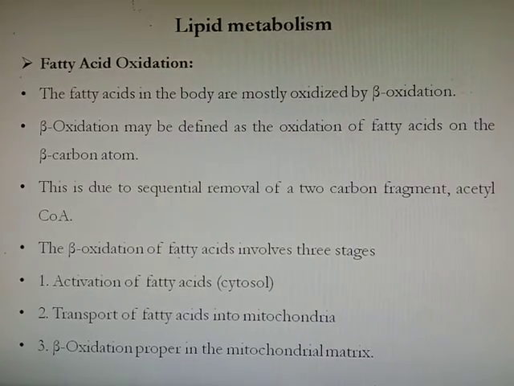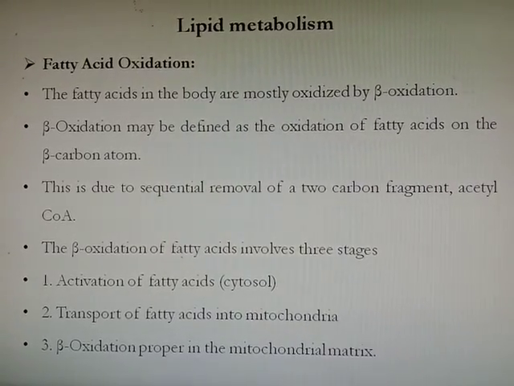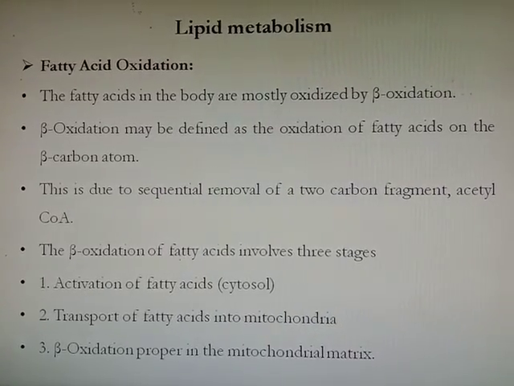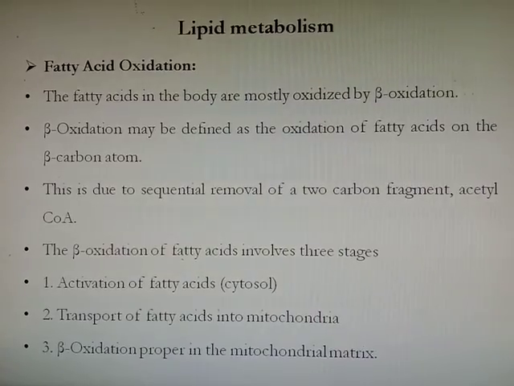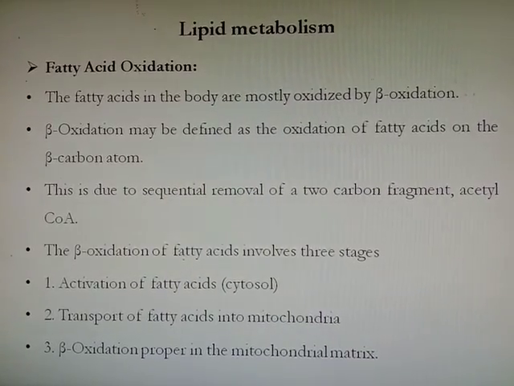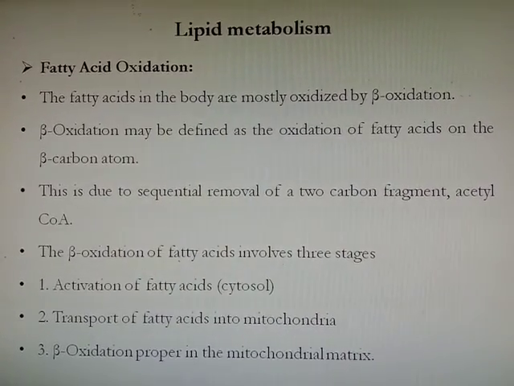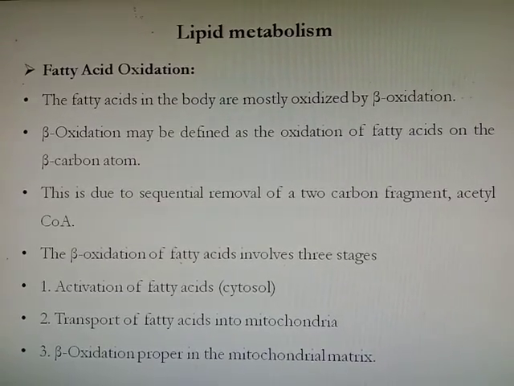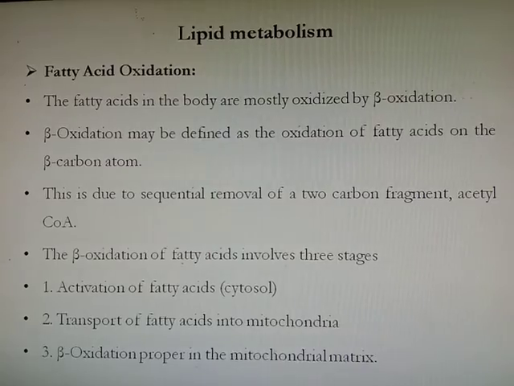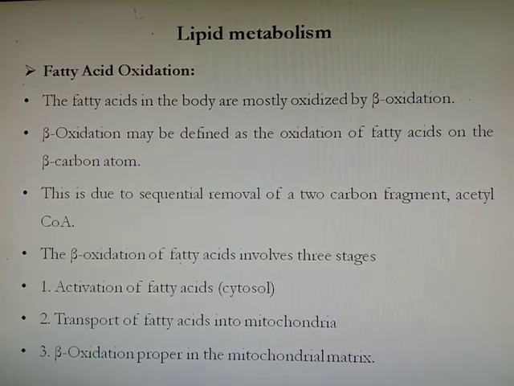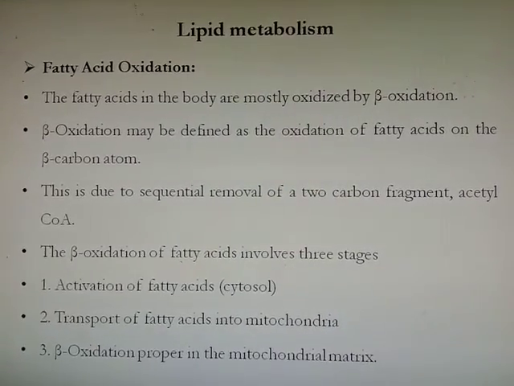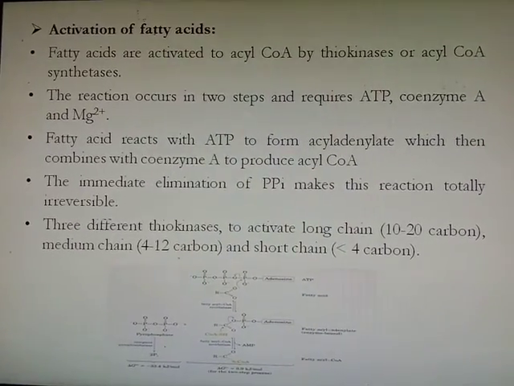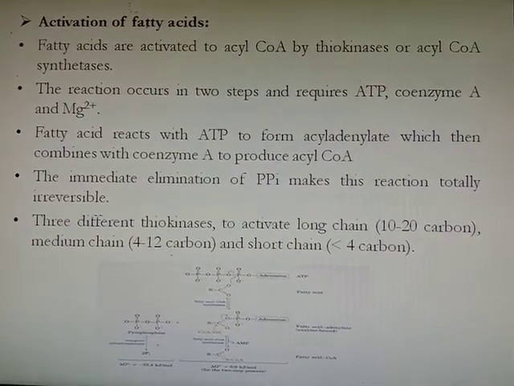The beta oxidation of fatty acid involves three stages, meaning fatty acid oxidation occurs in three steps. First is activation of fatty acid, which takes place in the cytosol. Then transport of fatty acid into mitochondria. Then beta oxidation occurs in the mitochondrial matrix. So the first step is activation of fatty acid.